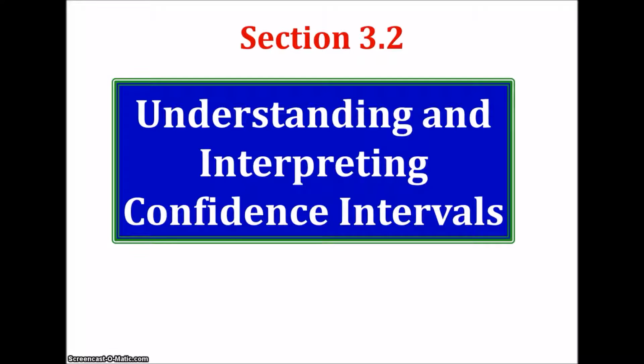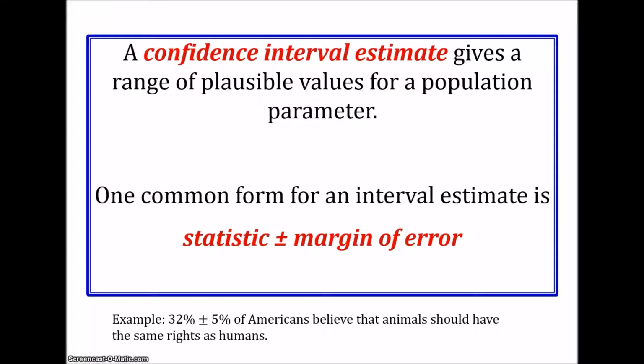In section 3.2, we'll learn how to understand and interpret confidence intervals. Let me give you a little overview. A confidence interval estimate, as opposed to a point estimate, gives a range of plausible values for population parameters. Instead of giving a single number like a point estimate, it's giving a range of possible values. One common form for an interval estimate is to express it as a statistic plus or minus a margin of error. So for example, in our Gallup poll example, 32% plus or minus 5% of Americans believe that animals should have the same rights as humans.